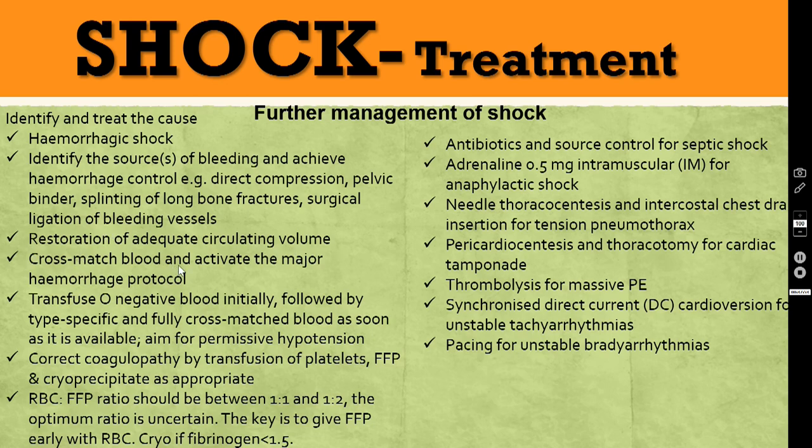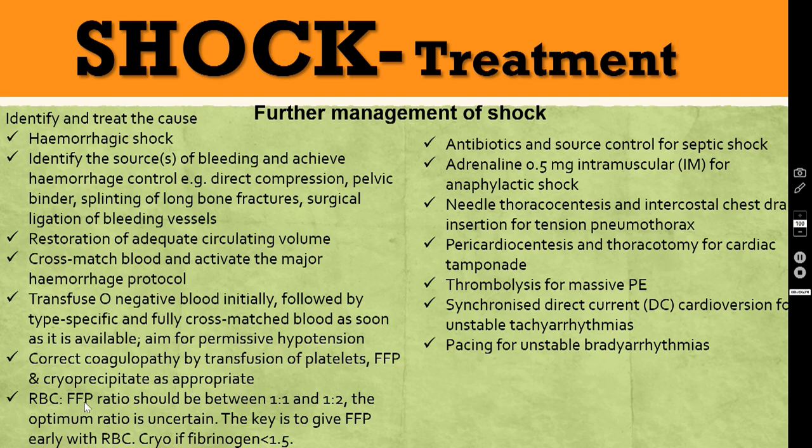Cross-match blood and activate the major hemorrhage protocol. Transfuse O negative RBC initially, followed by type specific and fully cross-matched blood as soon as it is available. Aim for permissive hypotension if possible for some time. We have to correct coagulopathy by transfusing platelets, FFP, and cryoprecipitate as appropriate.